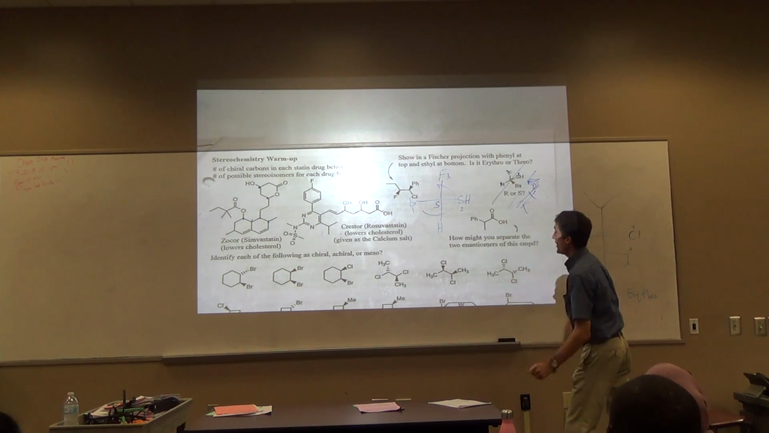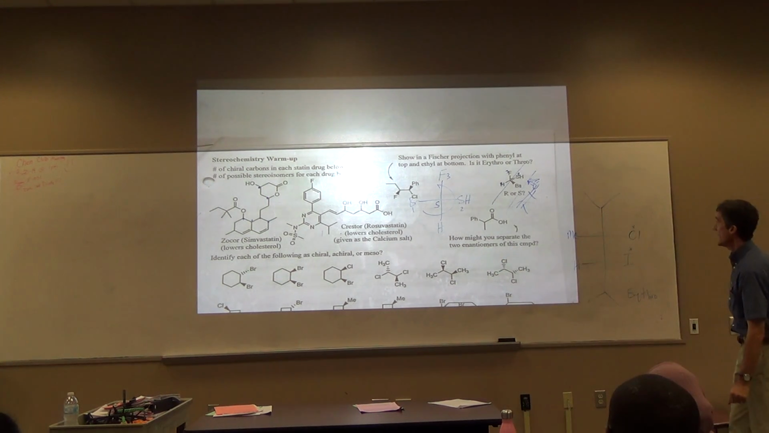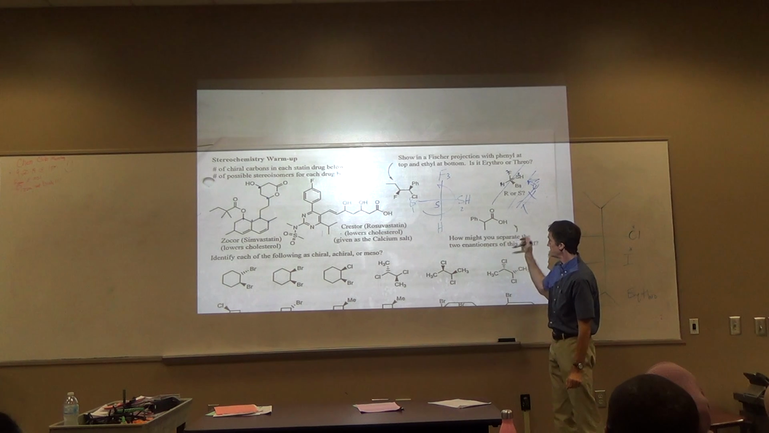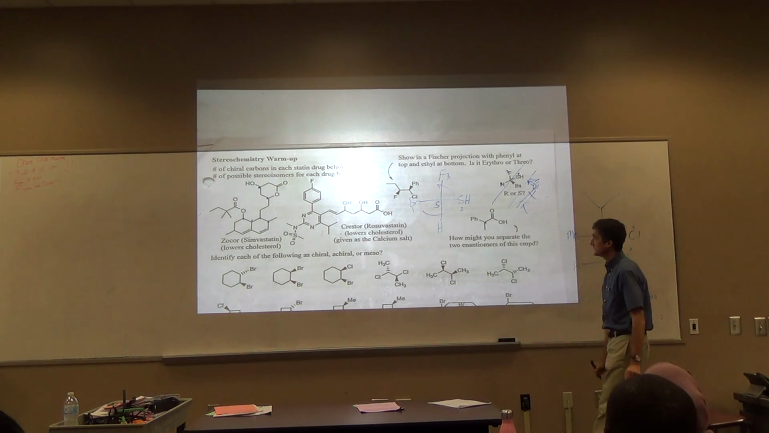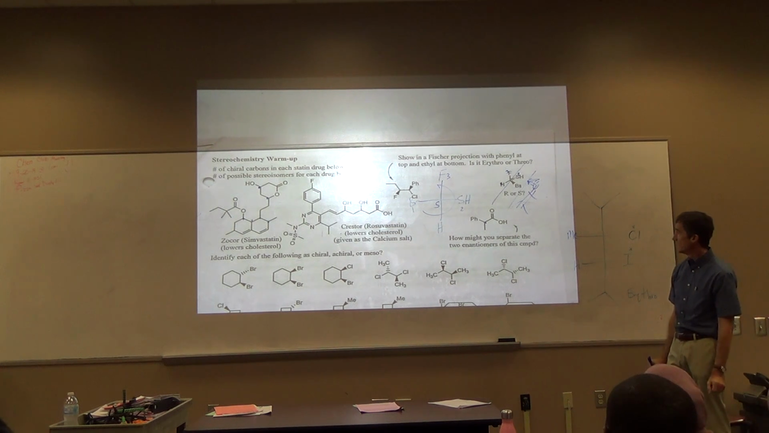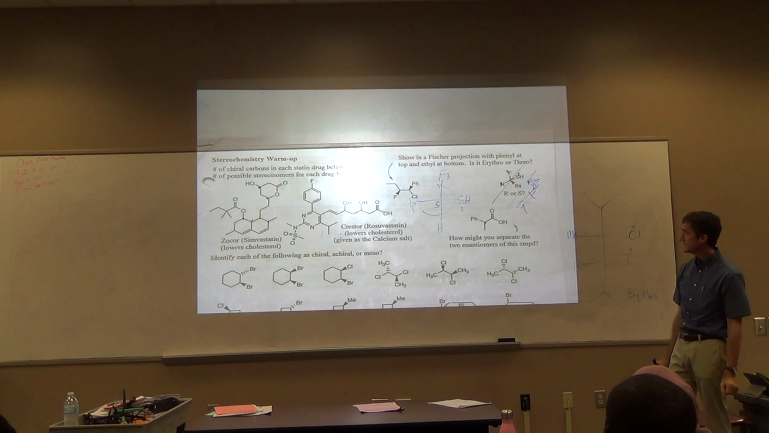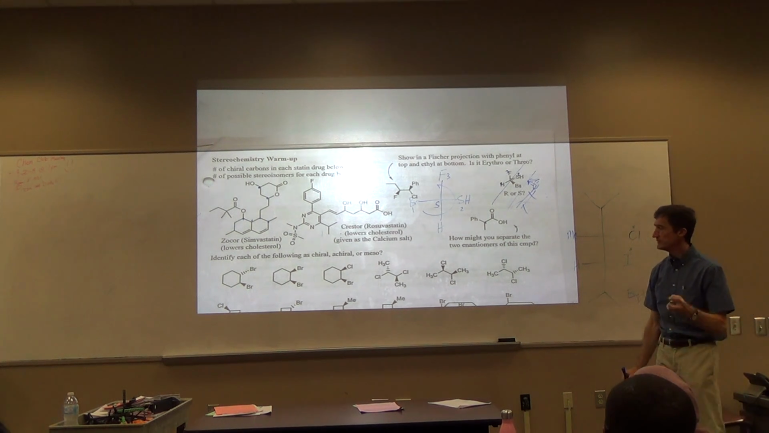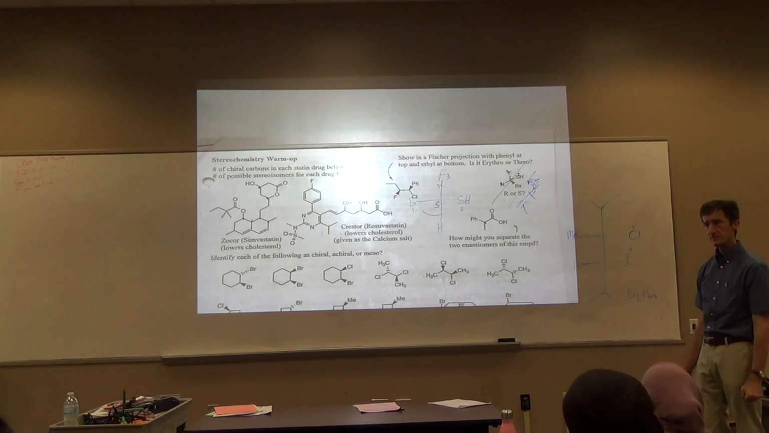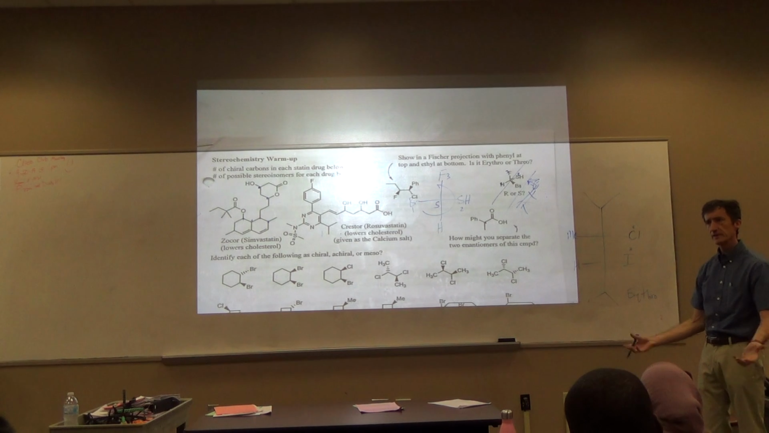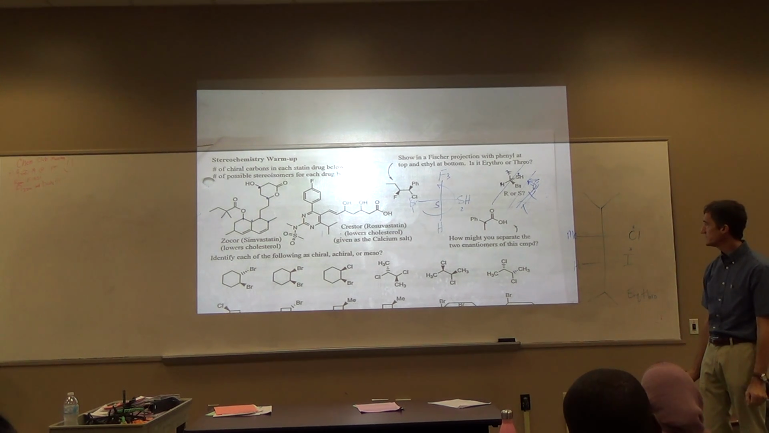Scratch paper. Okay. How might you separate two enantiomers of this compound? We've got a chiral carbon. It can exist as RS. The compound is chiral. Enantiomers are hard to separate. They have the same physical properties, same solubility, same boiling point. You have to have a difference to separate them, if you think about it. How can you separate them?